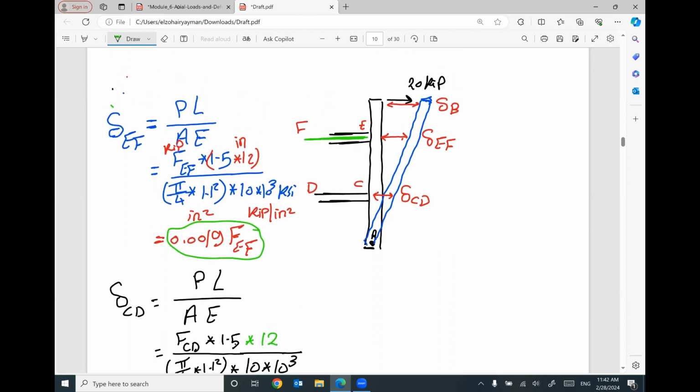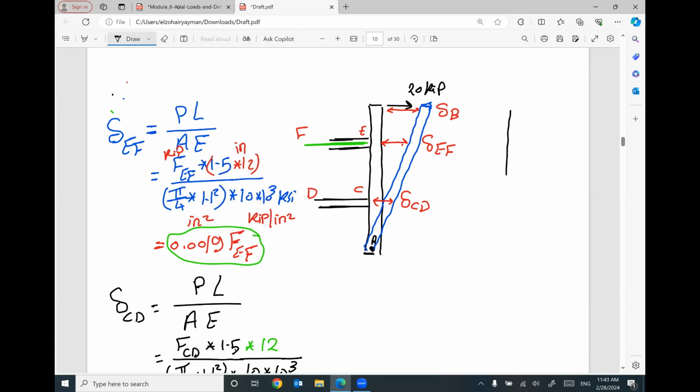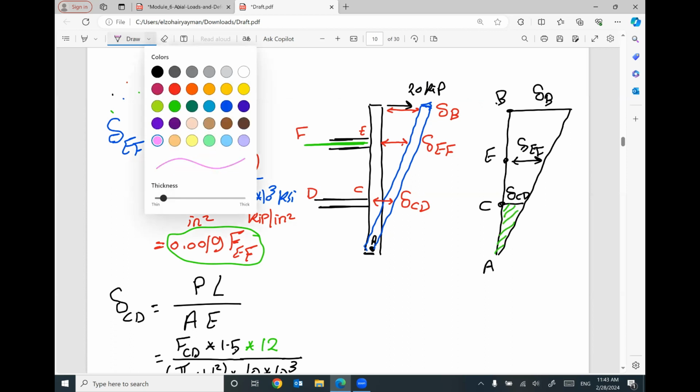That makes sense? If you look at this deformed shape, I can say I have this triangle. This is point A, this is point B, this is point E, this is point C. So this movement will be delta B, this stretch will be delta EF, and this stretch equals delta CD. We can set up triangle similarity between this little triangle and this bigger triangle.